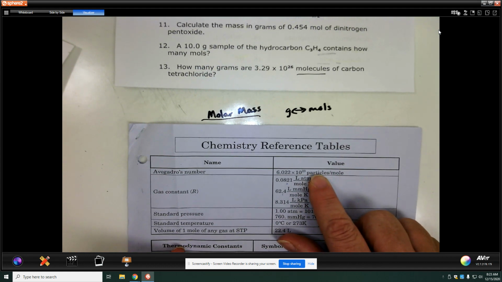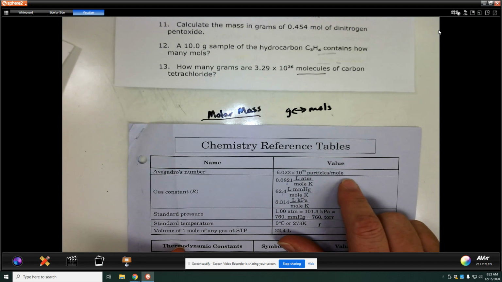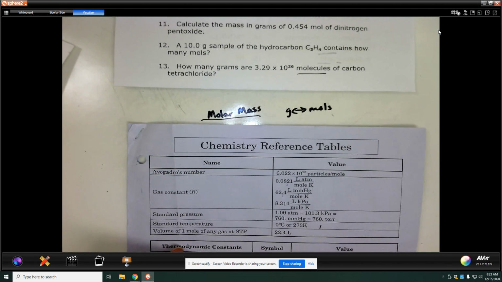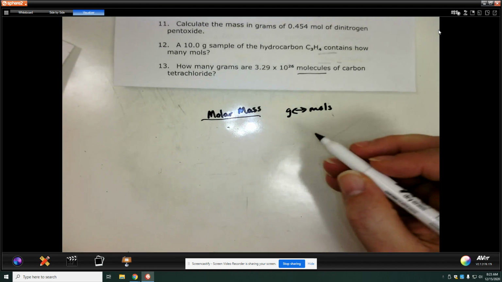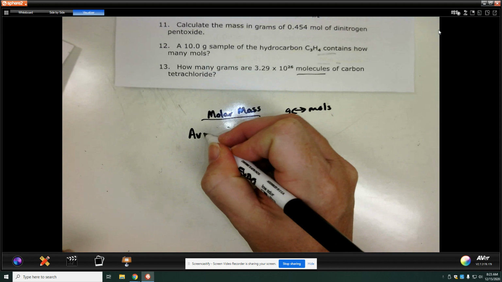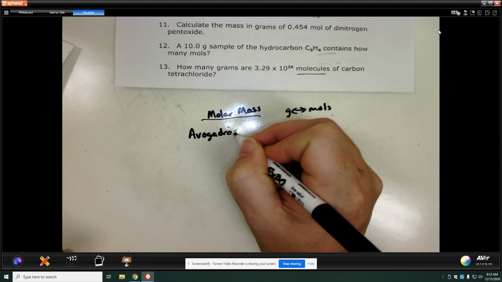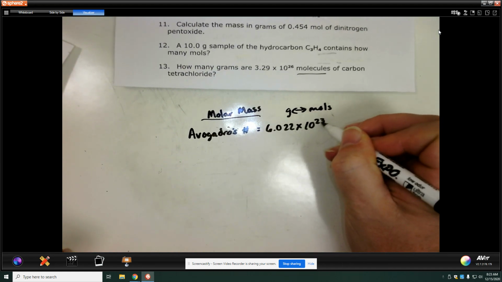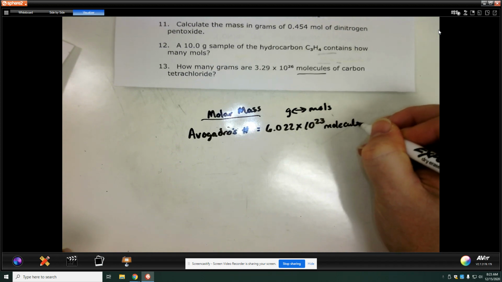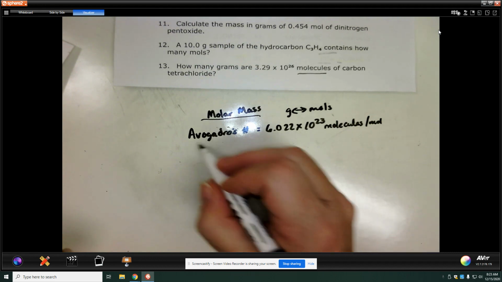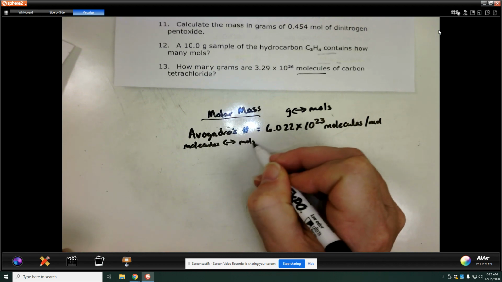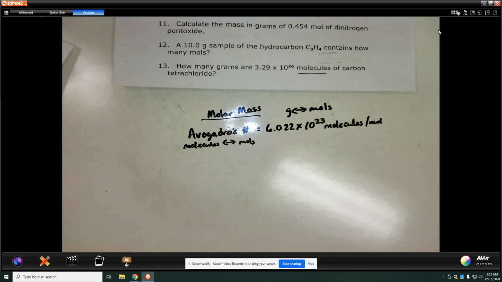We've dealt with 2 different particles. So we've dealt with atoms per mole and molecules per mole. Because we're dealing with molecules in this problem, that's the way we're going to use Avogadro's number here. So Avogadro's number is 6.022 times 10 to the 23rd, and our particle is molecules per mole. So Avogadro's number converts between molecules and moles, and moles and molecules.